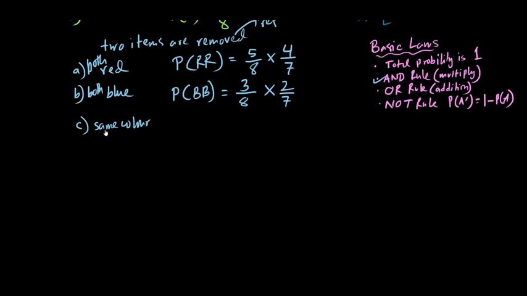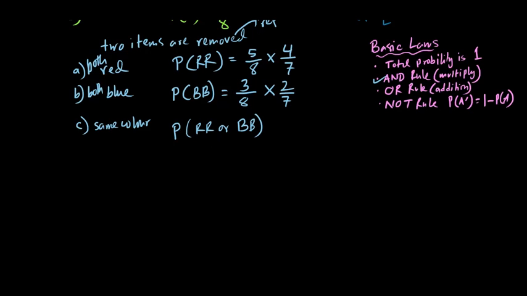Same color. Now we have permutation over here. Same color. So you're removing two items and they have to be the same color. So they can be red and red, or they can be blue and blue. So now we have permutation for the first time over here. So we have two different situations.